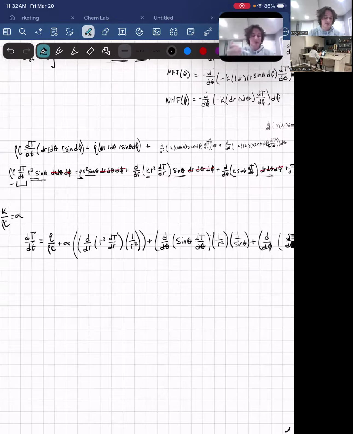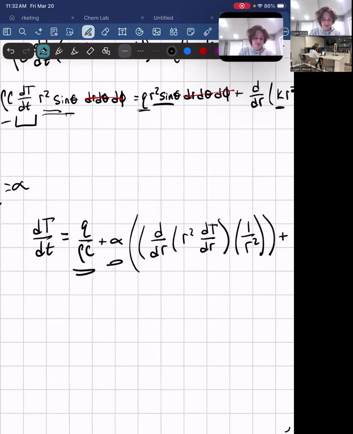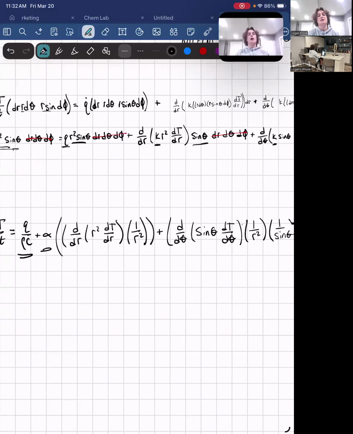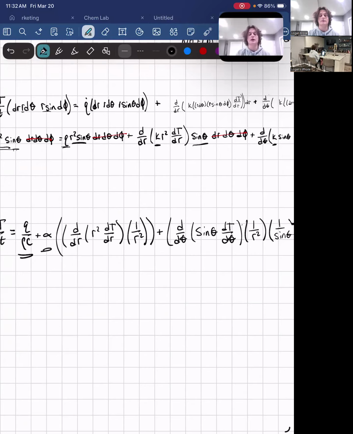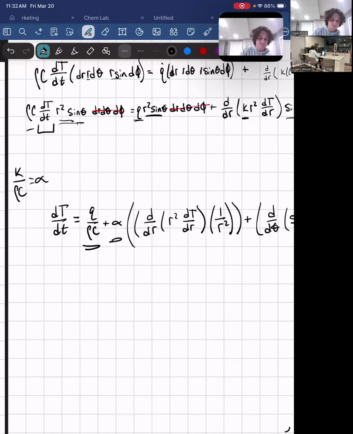But we do see some common terms. We know that we have our Q over rho C, we have our thermal diffusivity, and it's just a matter of what changes within the net heat flows of each direction. So from here, we're going to move on to the second part of this problem.